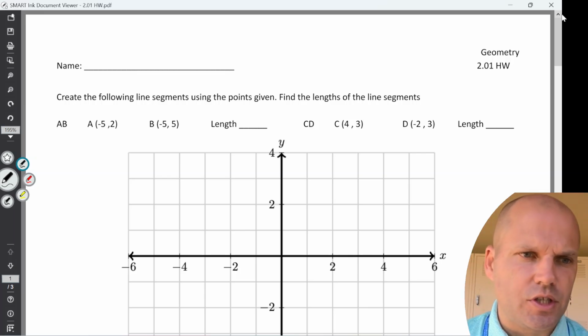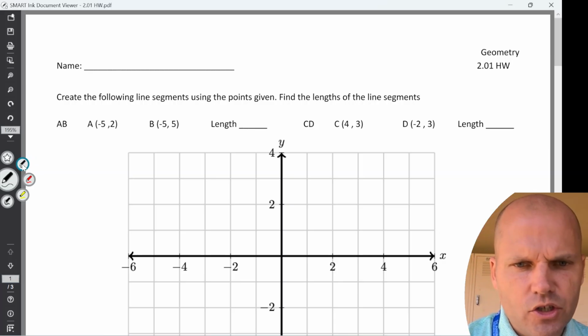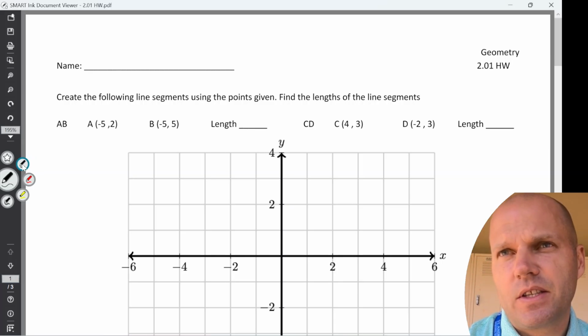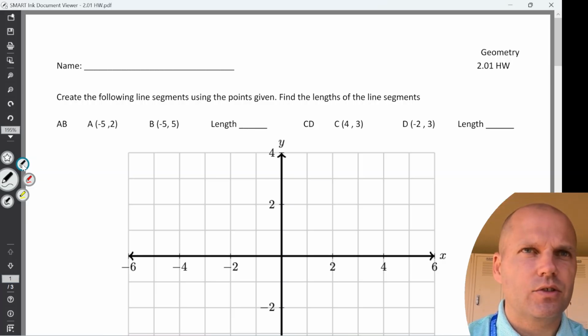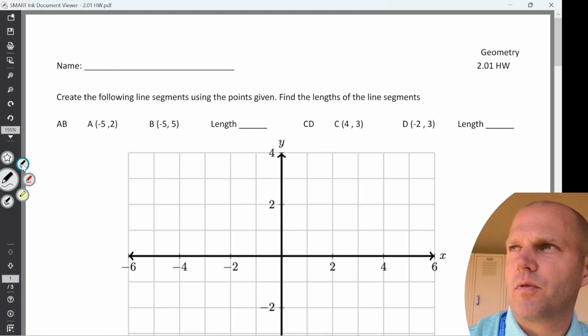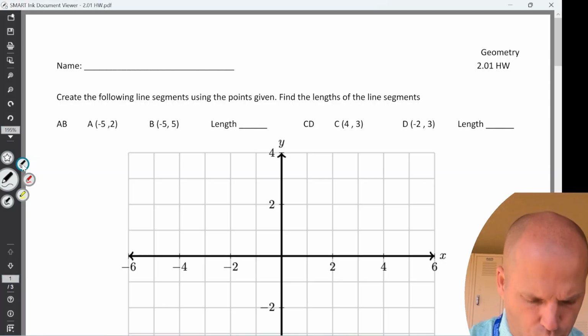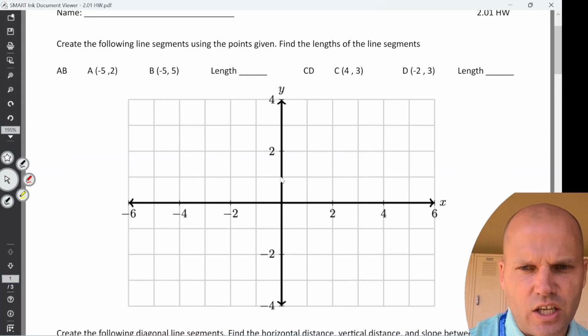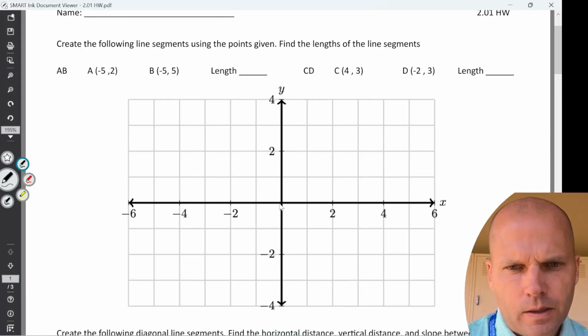What up, geometry students? We are talking about coordinate geometry. We are not placing segments just in space or angles in space. We are going to provide a little more context by using a coordinate plane, which allows us to easily calculate or look at horizontal lengths and vertical lengths.